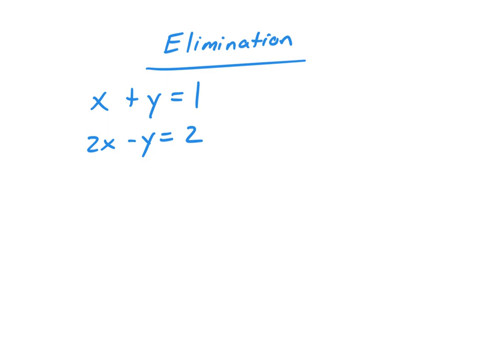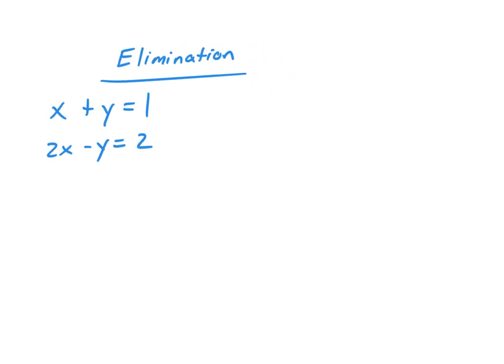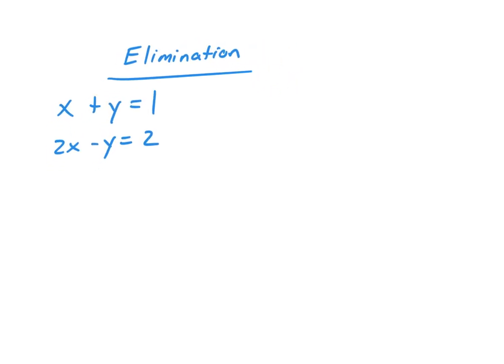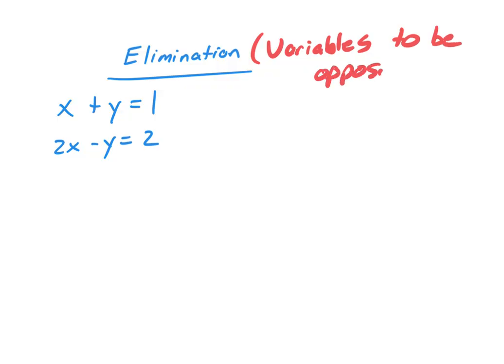Okay, what we are looking for on elimination is we're looking for one of the variables to be opposites. So if I have a positive 2, I need a negative 2. If I have a negative 5, I need a positive 5. So in this case, it would be these two right here, okay?